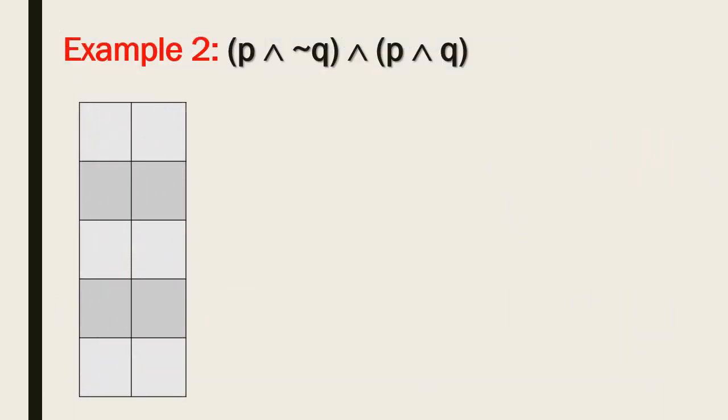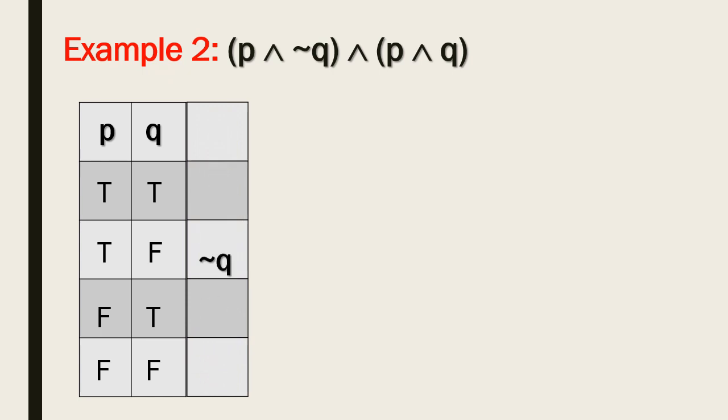Another example, P and not Q and P and Q. In this case, class, consider the grouping symbols. Since we only have two propositions here, P and Q, for the rows, T, T, F, F, then T, F, T, F. For the third column, let's have not Q. The opposite of true is false, the opposite of false is true. True is false. Opposite of false is true.